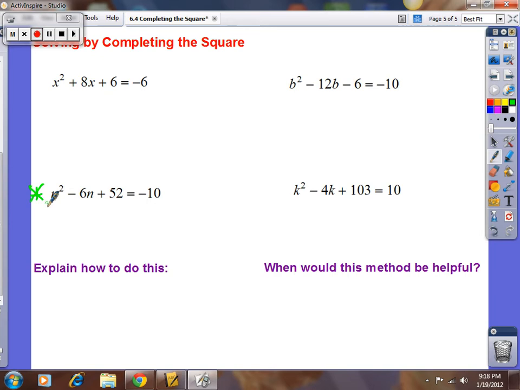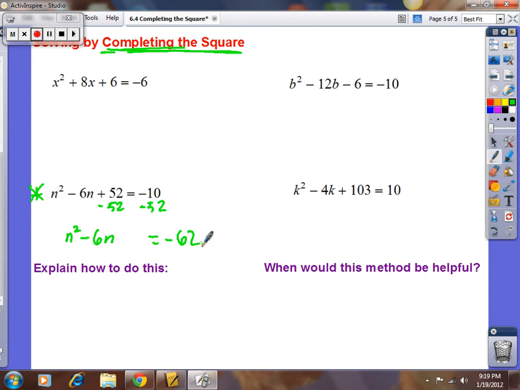N squared minus 6n plus 52 equals a negative 10. So if your instructions say complete the square, factor it by completing the square. Step number 1, get ax squared plus bx all alone. So I'm going to minus 52, minus 52. So I've got n squared minus 6n equals a negative 62.